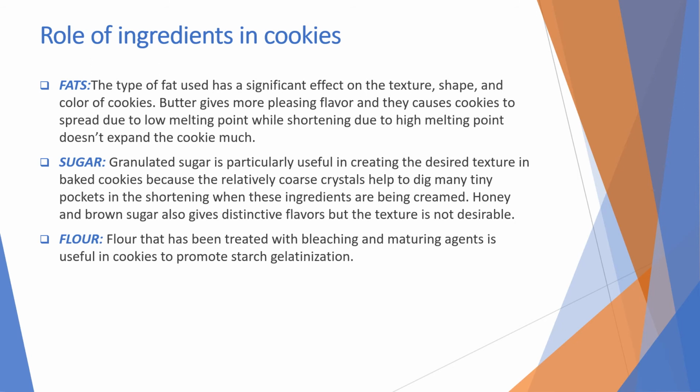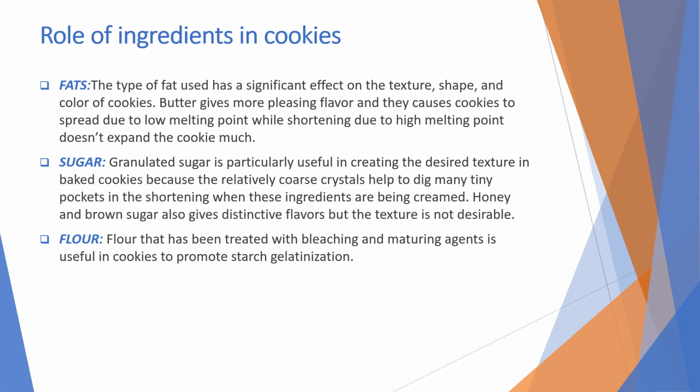Role of ingredients in cookies. Fats. The type of fat used has a significant effect on texture, shape, and color of cookies. Butter gives a more pleasing flavor and causes cookies to spread due to its low melting point, while shortening, due to its high melting point, doesn't expand the cookie much. Sugar. Granulated sugar is particularly useful in creating the desired texture in baked cookies because the relatively coarse crystals help to dig many tiny pockets in the shortening when these ingredients are being creamed. Honey and brown sugar also give distinctive flavors, but the texture is not that desirable.